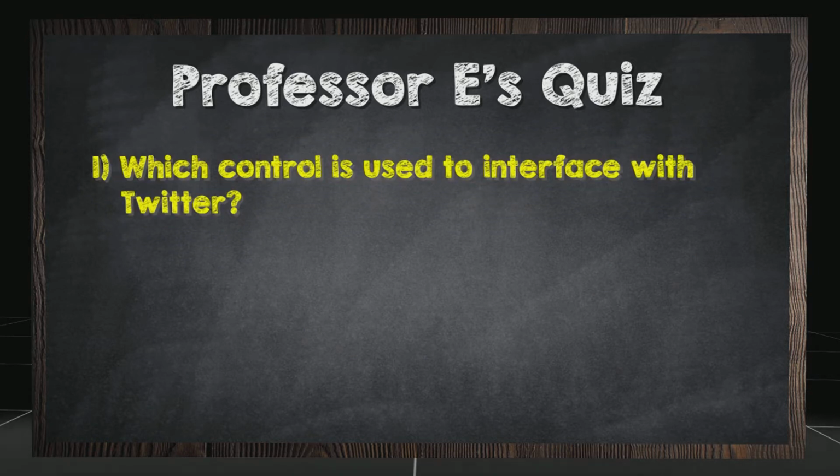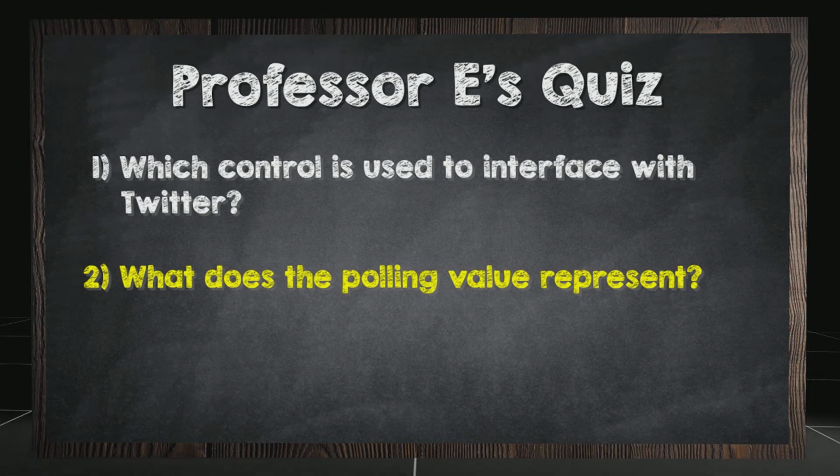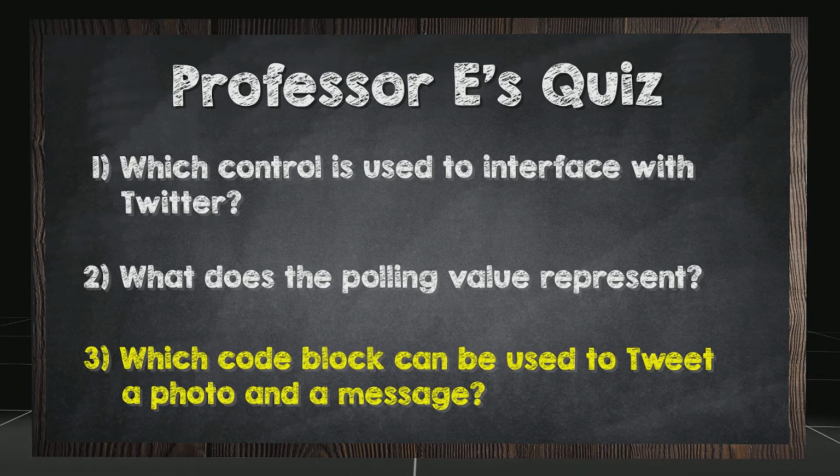Which control is used to interface with Twitter? What does the polling value represent? Which code block can be used to tweet a photo and a message?